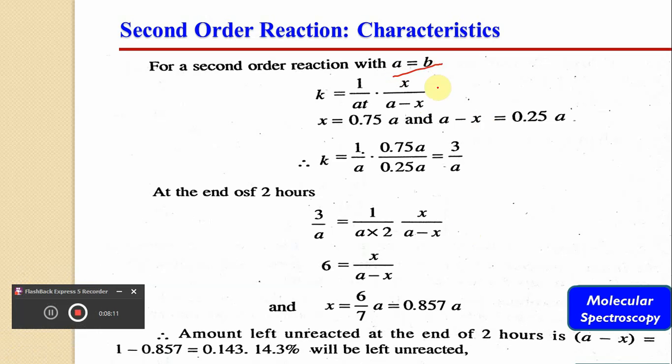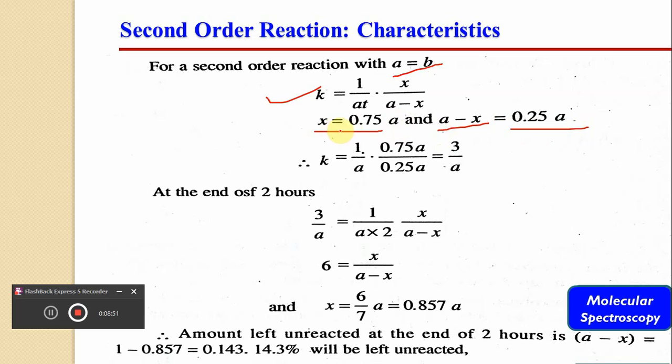This is the condition for the initial concentration, and for this we have the equation for rate constant: k is equal to 1 upon a into t into x upon a minus x. Already given, as the reaction is 75% completed, means the amount of product formed x will be 75 out of 100, and compared to 1 it will be a fraction, so 0.75 of initial concentration. And a minus x, the amount left unreacted, will be 0.25 out of 1. In the numerical it is given in percentage, and to solve this numerical we have written it as a fraction.